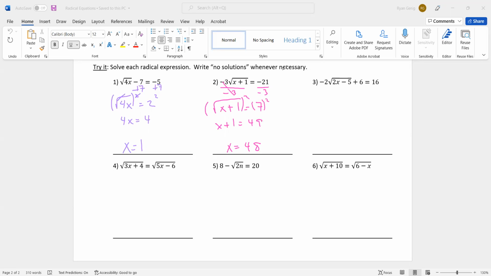Next one. I am going to first subtract 6. I get negative 2 radical 2x minus 5 equals 10. Divide by negative 2. I get the square root of 2x minus 5 equals negative 5. That's impossible to happen. You get no solutions.